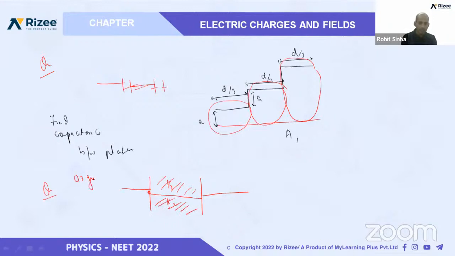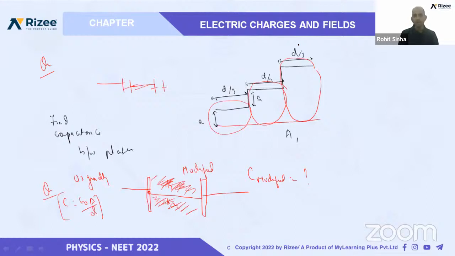Originally C is equal to epsilon naught A by d, given, but what we did, we modified it like this. We have to find the capacitance of the modified capacitor. What will it be after filling this capacitor like this here and like this here? These are 2 plates, one plate here and one plate here. Okay, can you try? Will you try now? Tomorrow we will discuss. If you get a problem, then we will discuss. Okay.